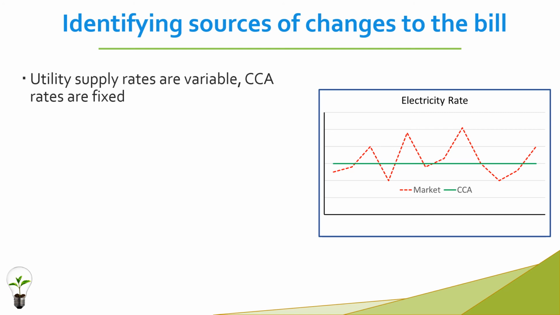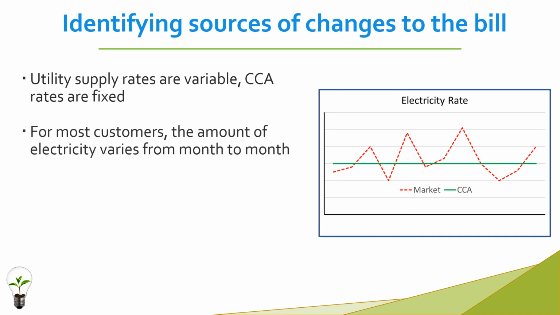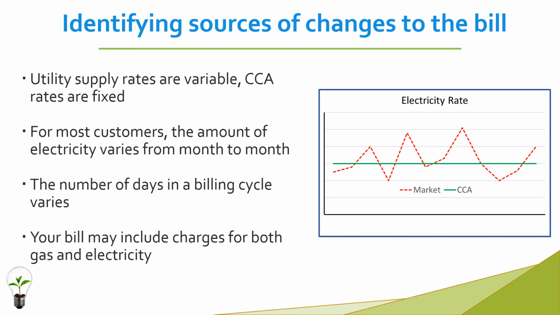For example, most customers' electricity usage varies each month. This could be a result of seasonal changes or changes in your routine, like if you went on vacation away from home. Also, remember that not all billing cycles have the same number of days, so a small amount of variation can be expected just from that. In addition, your bill might include charges for natural gas. The same variations can impact the gas portion of your bill, and all these variations might add up or cancel each other out, so you need to look closely in order to understand how these factors might impact a specific bill.